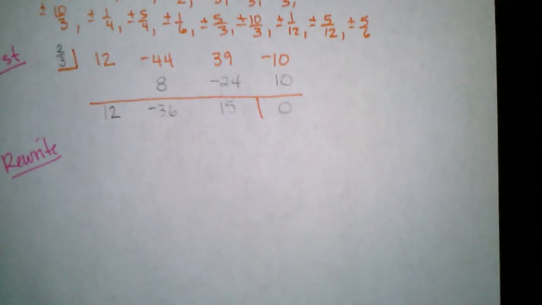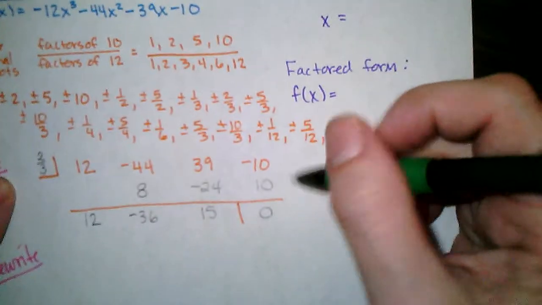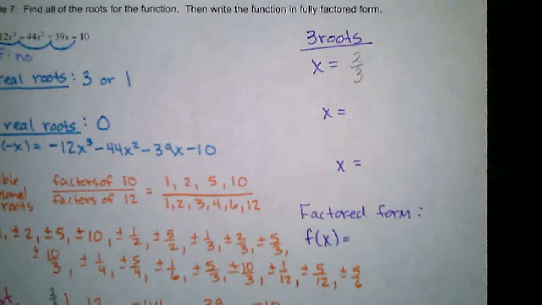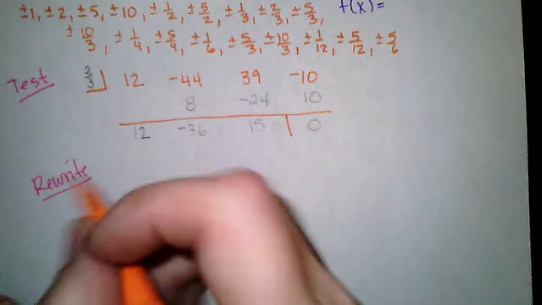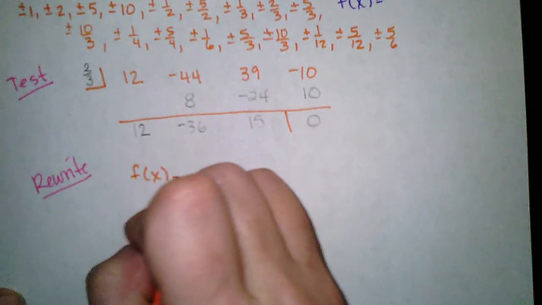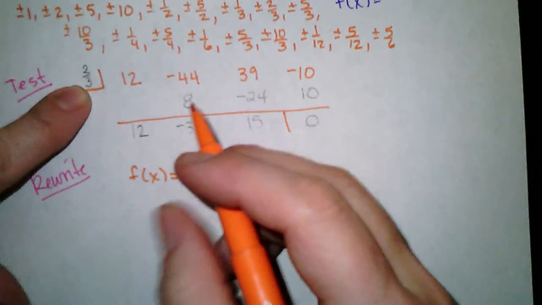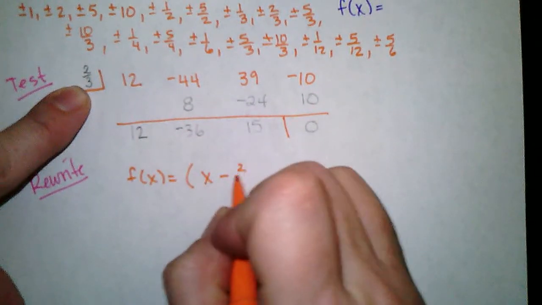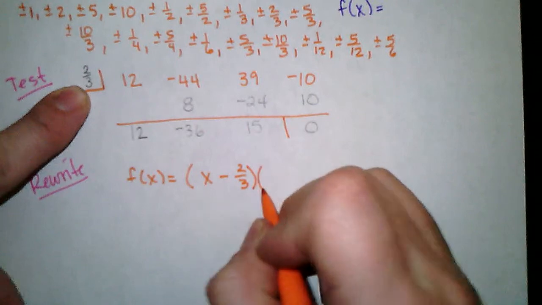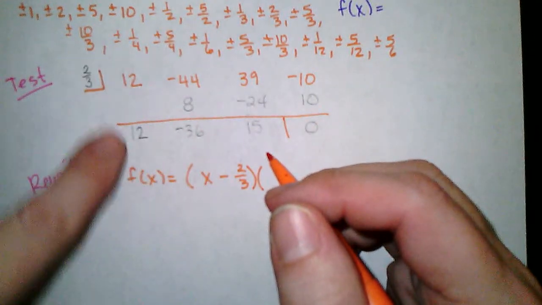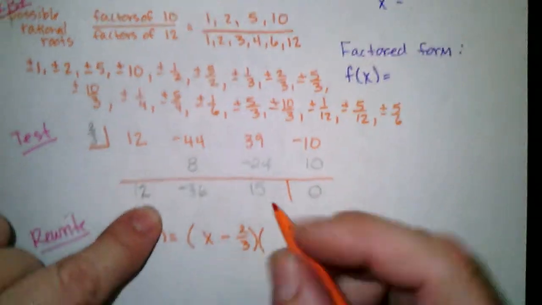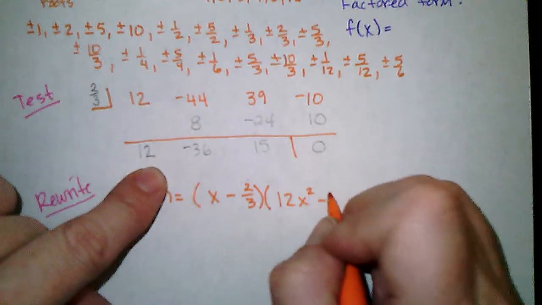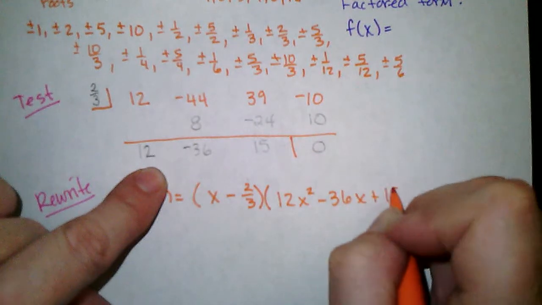So we have found a root. That root is x equals 2/3. So then we're going to rewrite. Our function now is going to be f of x equals x minus the number in the box, so x minus 2/3, and then times the quotient row, which will now be squared because it started out cubed. So this is going to be 12x squared minus 36x plus 15.